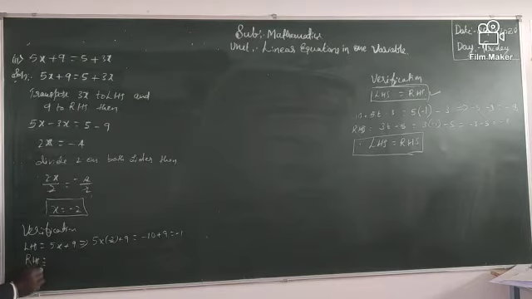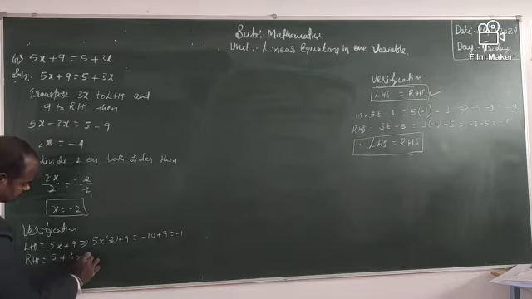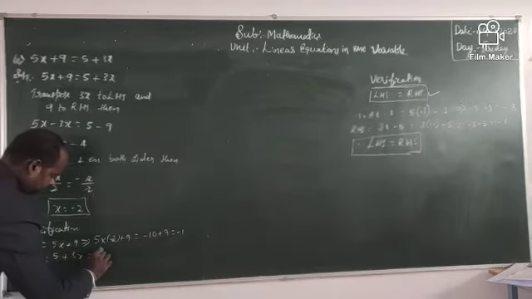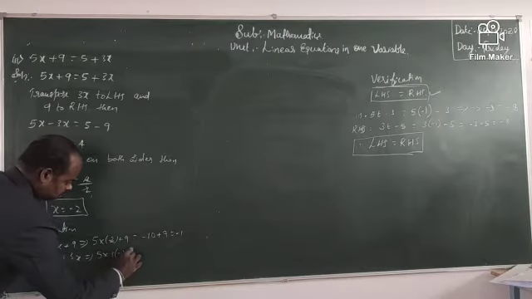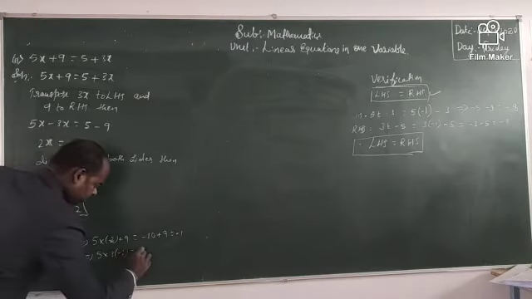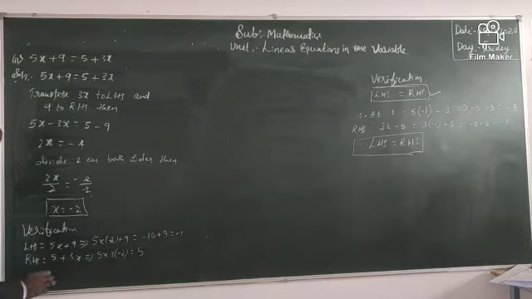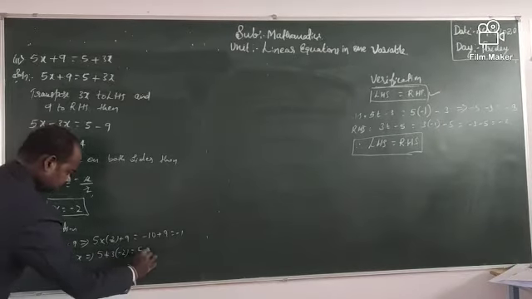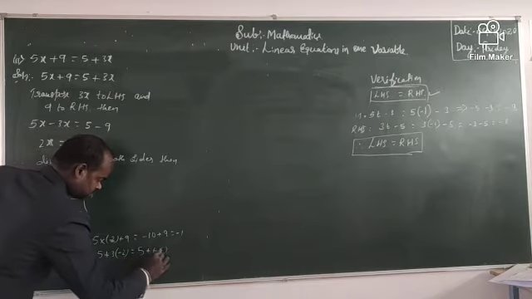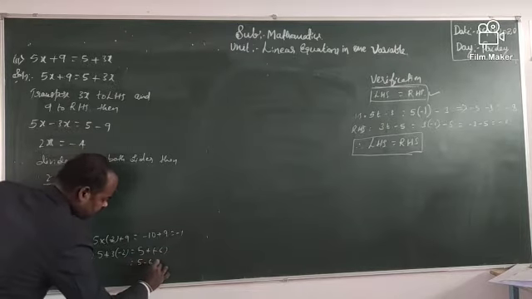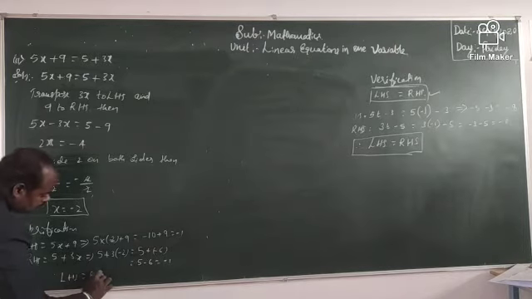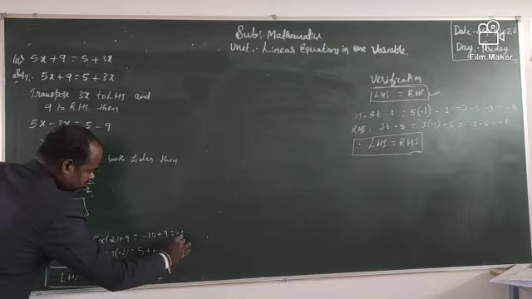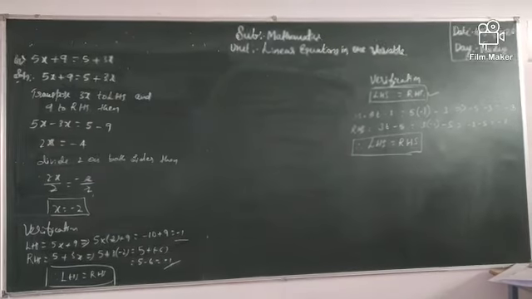RHS. What is RHS? 5 plus 3x, which is equal to 5 plus 3 into the value of x, which is minus 2, so 5 plus 3 into minus 2 is 5 minus 6. Therefore, it is 5 minus 6 equal to minus 1. Therefore, LHS equal to RHS. Why? Because we got both LHS and RHS value as minus 1. Okay.